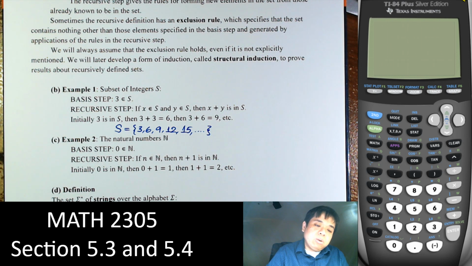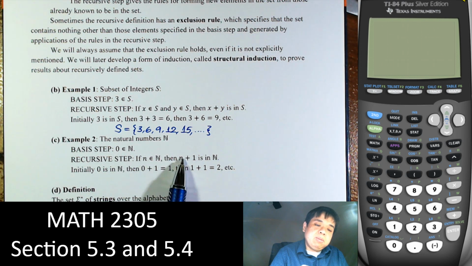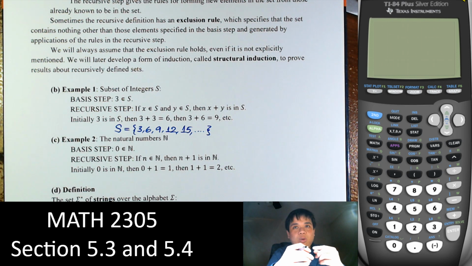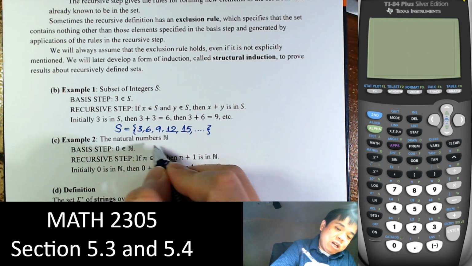Next, the natural numbers. We start from 0, and if n is in the natural numbers, then n plus 1 is also in the natural numbers. So we start with 0, plus 1 we have 1, plus 1 from 1 we have 2, 1 plus 2 we have 3. So it's just like proof by induction, we just prove and go to the next. 1 gives us 2, 2 gives us 3, 3 gives us 4, and therefore we have the whole natural numbers.